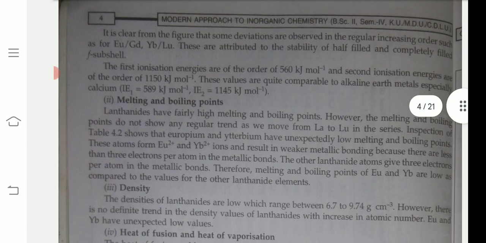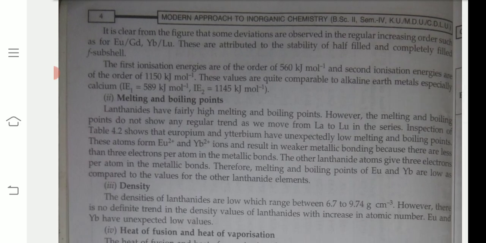It is clear from the figure that some deviations are observed in the regular increasing order, such as for europium and gadolinium. These are attributed to the stability of half-filled and completely filled f subshell. The first ionization energy is of the order of 560 kJ per mole and second ionization energy is of the order of 1150 kJ per mole. These values are quite comparable to alkaline earth metals, especially calcium.